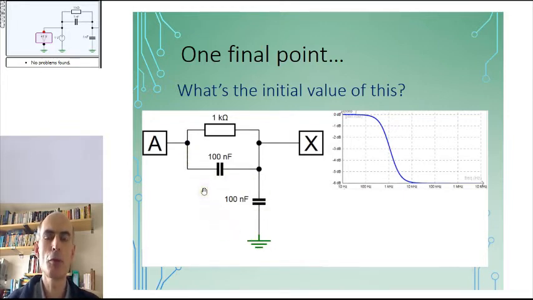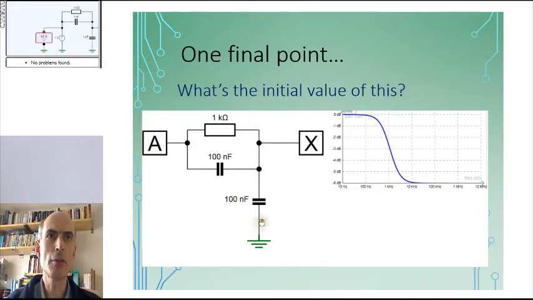Now, we've got a problem. While it's possible to build this network in the lab, it's not possible to analyze it using the techniques that we've used so far. And the problem is that, as we've noted, you cannot suddenly change the voltage across a capacitor. If there was 0 volts across the capacitor just before the step arrived, there must be 0 volts across the capacitor just after the step arrived.